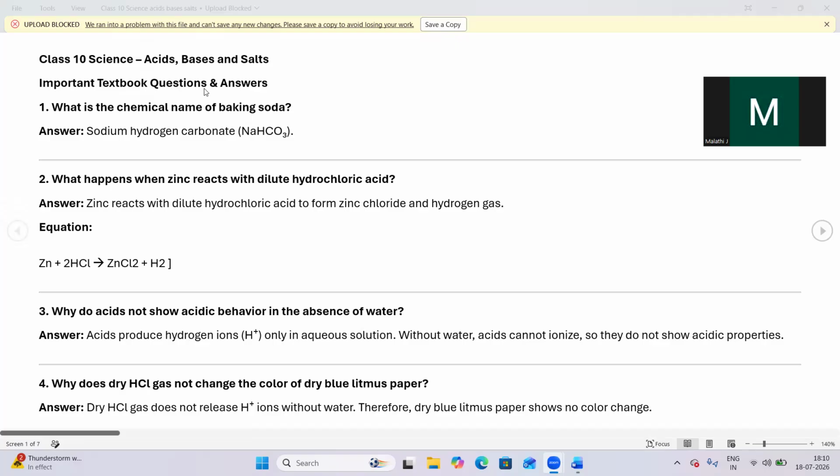We discussed the full explanation of acids, bases and salts. In this session, we will discuss important questions and answers of acids, bases and salts.